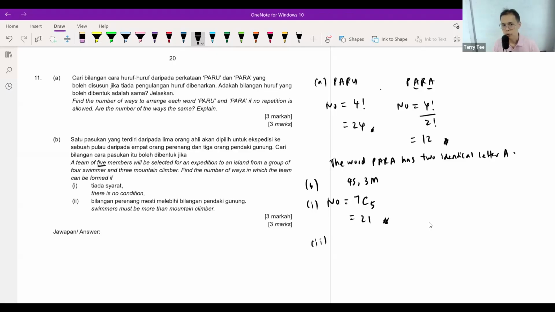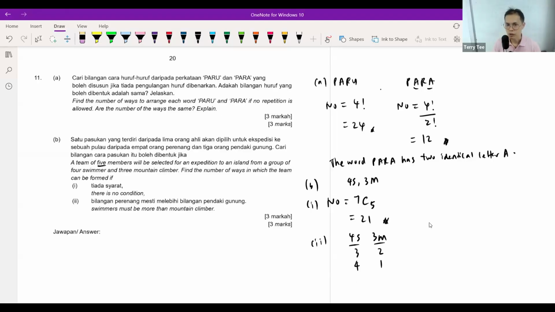Roman 2, the number of swimmers must be more than mountain climbers. So 4 swimmers, 3 mountain climbers. You must have more swimmers than mountain climbers. If your total is 5, swimmers you must have 3 and mountain climbers you must have 2. If you have 4 swimmers, you must have 1 mountain climber. Can I have 5, 0? No, because the maximum number of swimmers we have is only 4.